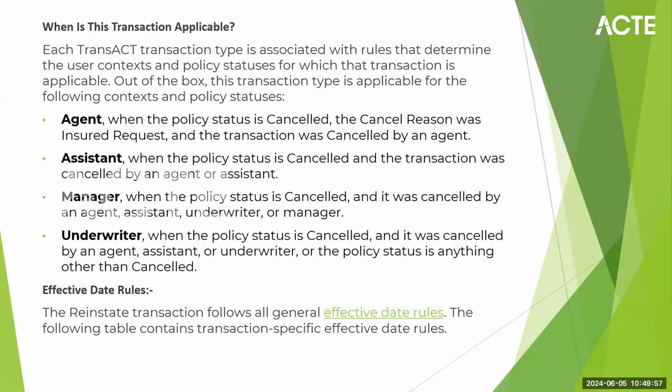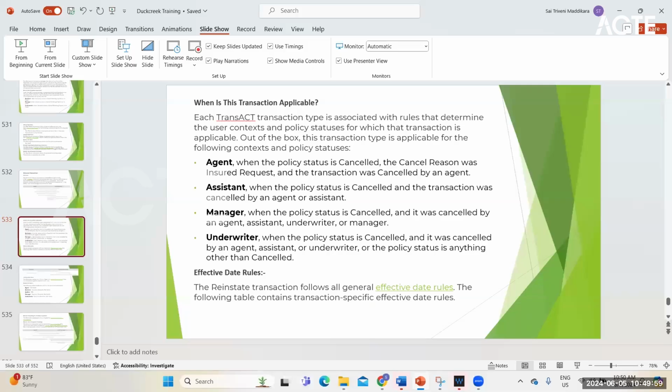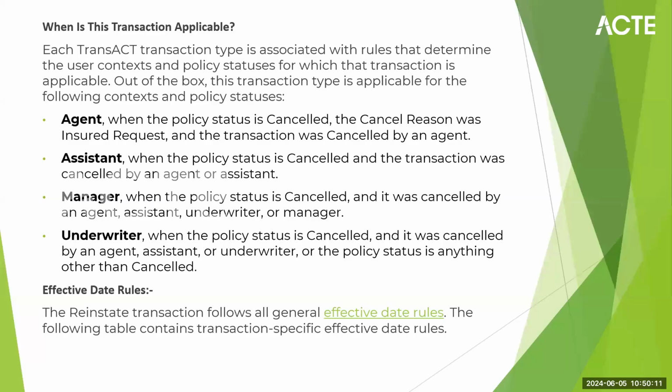Suppose the user has logged in as an agent, then the policy status should be cancelled. The cancel reason was insured request, and the transaction was cancelled by an agent. The cancel reason should mandatorily be insured request. Next, if the user has logged in as an assistant, the policy status should be cancelled, and the transaction was cancelled by an agent or assistant. Applicable.